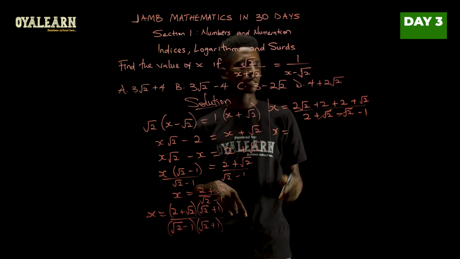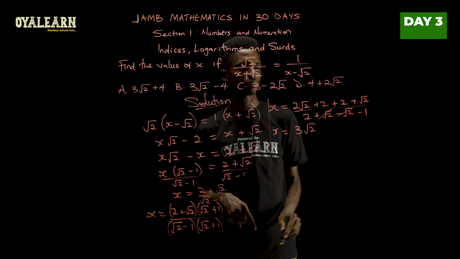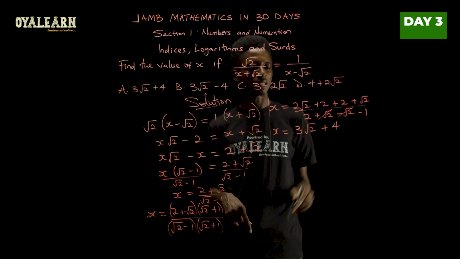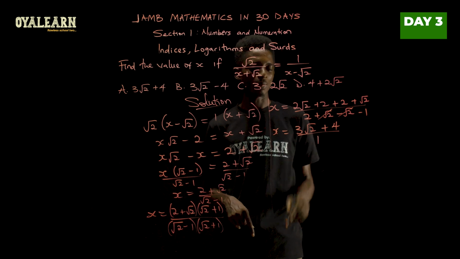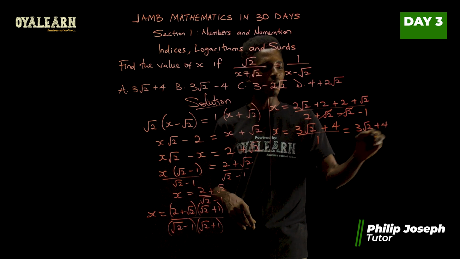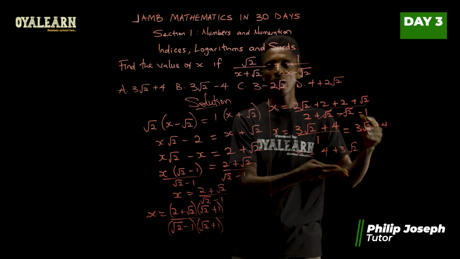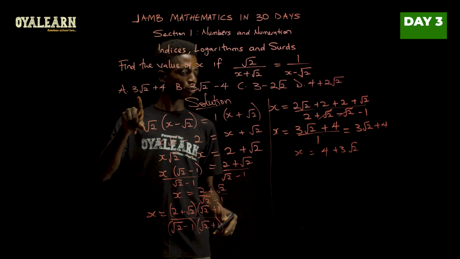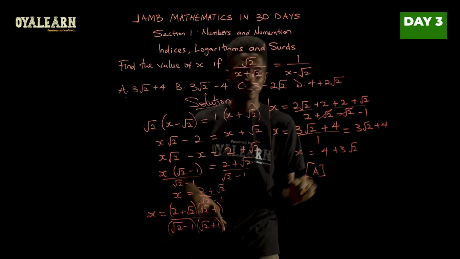So x equals, now 2 surd 2 plus surd 2 will give us 3 surd 2, plus 2 plus 2, that is 4, all over 2 minus 1, and we have 1. So therefore x is 3 surd 2 plus 4, or we just say x equals 4 plus 3 surd 2. Whichever way we arrange, we are right. So let's look at the options now. We have 3 surd 2 plus 4. So option A is the correct answer.